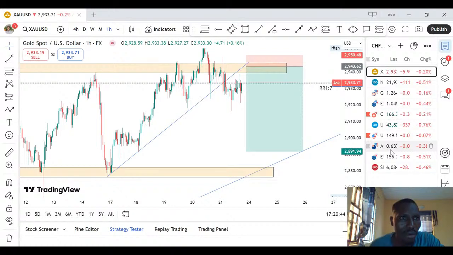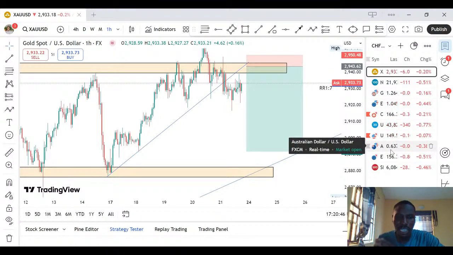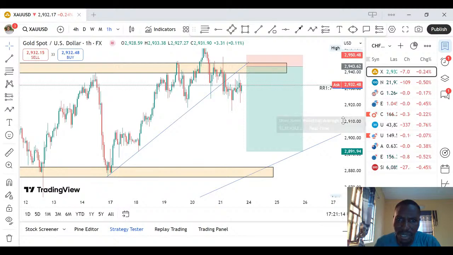And the next pair, because I'm trying to make this video a very short one, the next pair I want to look at. Actually, I was supposed to do videos like this very early in the morning, but I always think I should do it when I feel the price is close to giving its reaction, so that you guys won't miss out on the trades, calls, and all that. So with this, you don't need me to make an entry.